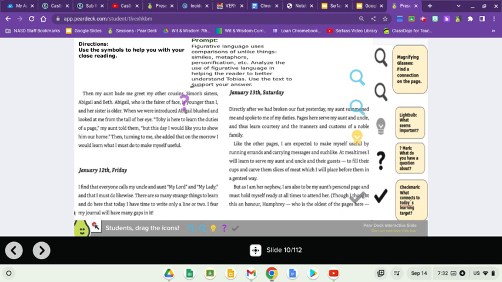Toby is here to learn the duties of a page, my aunt told him. But this day I would like to show him our home. Then turning to me, she added that on the morrow I would learn that I must make myself useful.